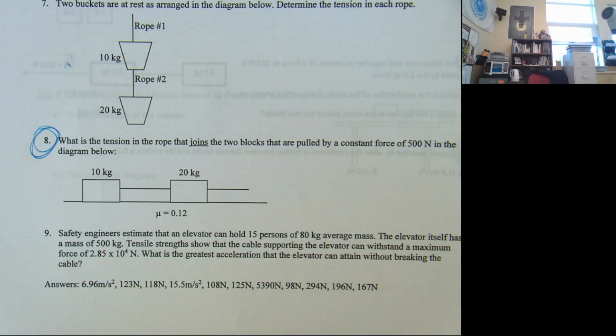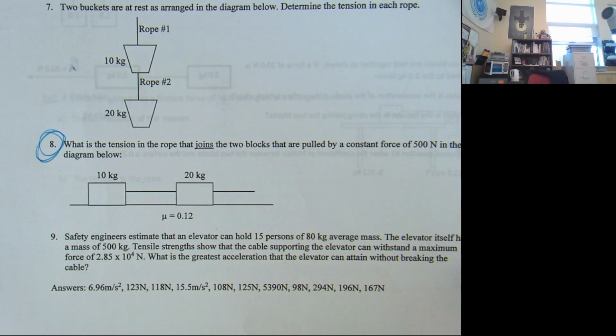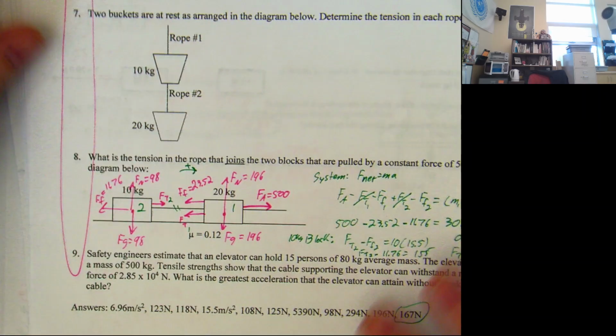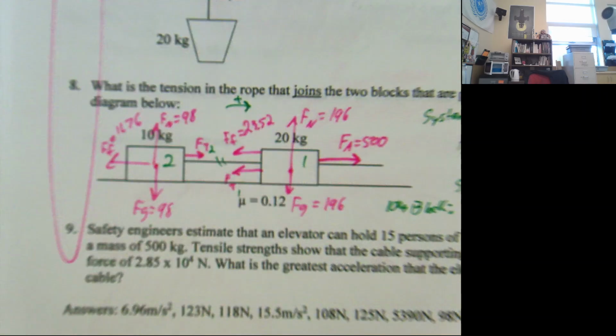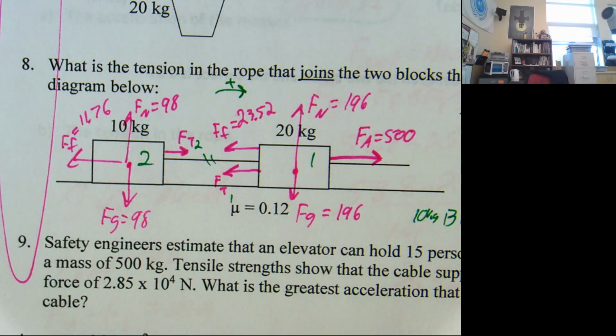Number 8 says, what is the tension in the rope that joins the two blocks that are pulled by a constant force of 500 newtons in the diagram below? Okay. The free body diagram is going to look like this. Let's clean it up.